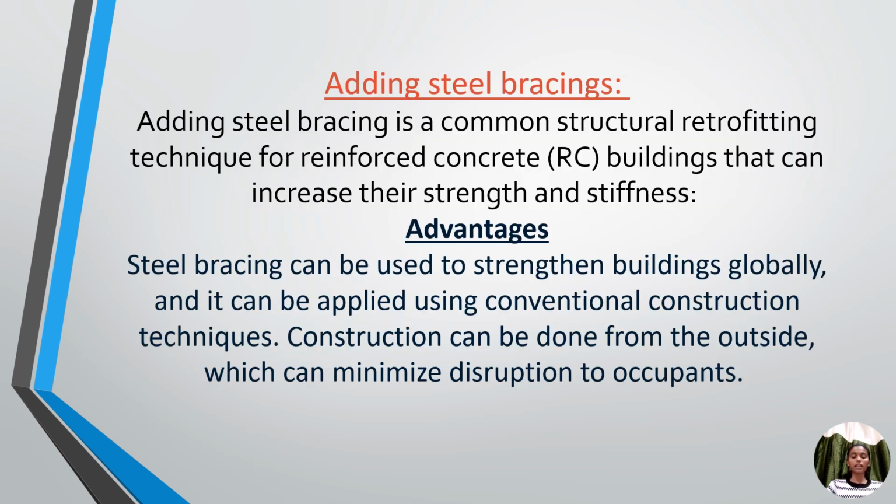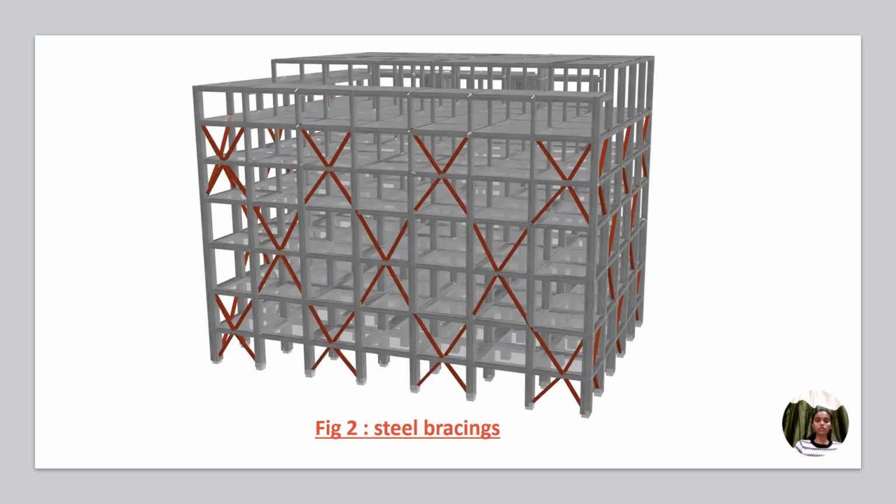Adding steel bracing. Adding steel bracing is a common structural retrofitting technique for reinforced concrete buildings that can increase the strength and stiffness. Here are the advantages of steel bracing. Steel bracing can be used to strengthen the building globally and it can be applied using conventional construction techniques. Construction can be done from outside, which can minimize disruption to occupants. This is the figure of steel bracing.